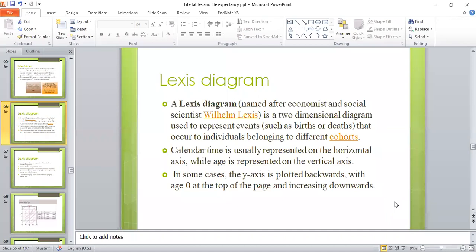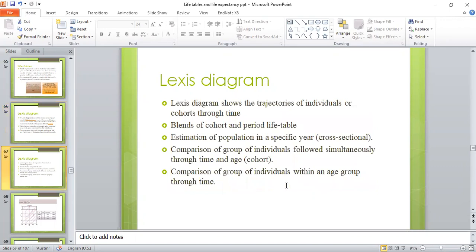There is the Lexis diagram, named after the economist and social scientist Wilhelm Lexis, which is a two-dimensional diagram used to represent events such as births and deaths that occur to individuals belonging to different cohorts. Calendar time is usually presented on the horizontal axis while age is presented on the vertical axis, and in some cases the y-axis is plotted backward. It shows the trajectories of individuals or cohorts through time.